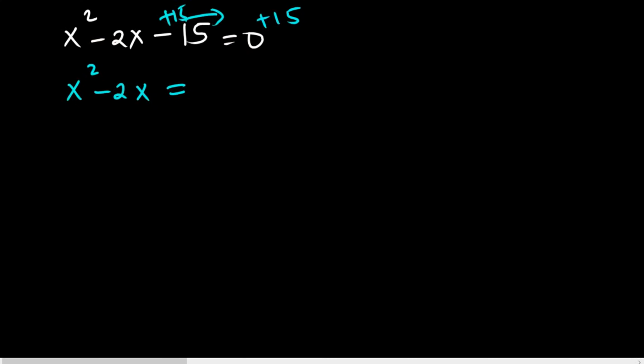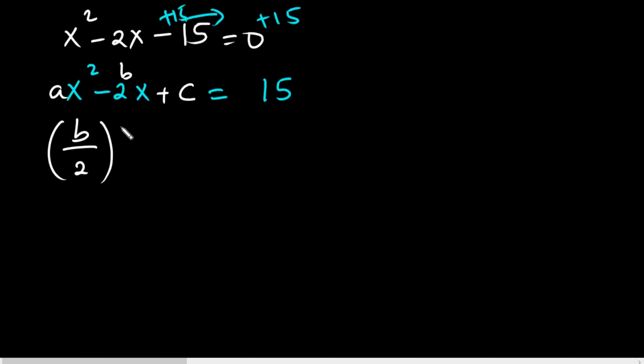Okay, sorry, is equal to 15. Okay, so as we said, this is A, and then this is B, and then we need a plus C here. Okay, and we said that B divided by 2 squared should give us AC.